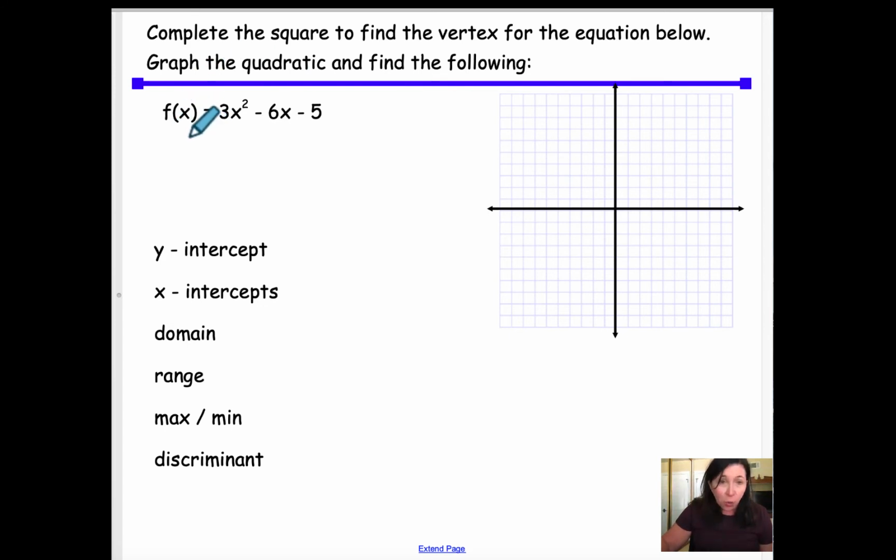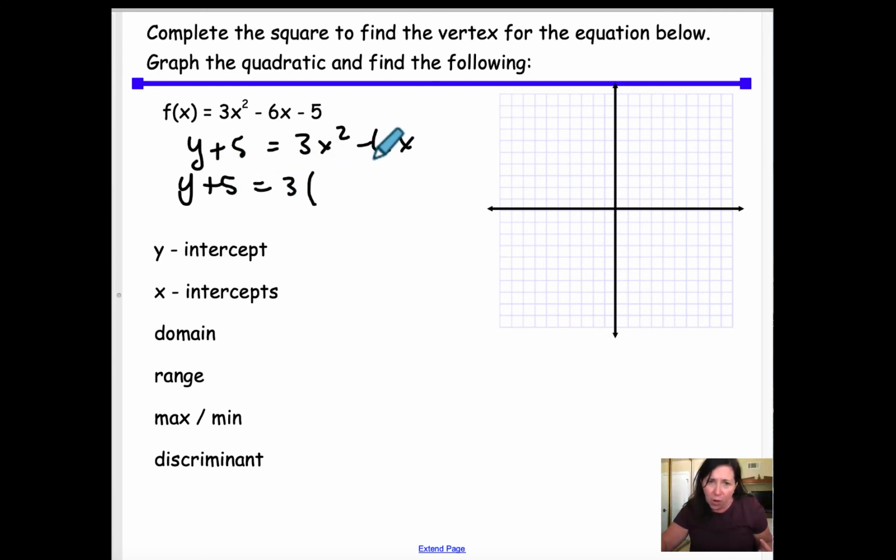I'm going to change this to y. I like y better. And I'm going to move that 5 over to the other side also. So in doing that, I get y plus 5 equals 3x squared minus 6x. But remember, completing the square, you have to factor out that 3. So we get y plus 5 equals 3 times the quantity x squared minus 2x, right? 3 times 2 is 6. There we go. So half of negative 2.